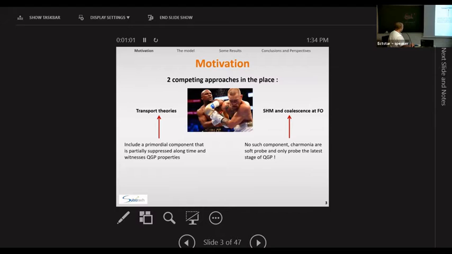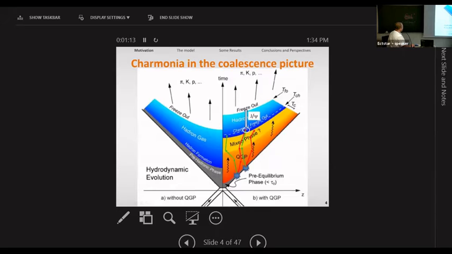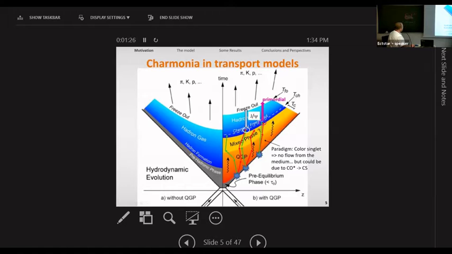And of course, the big difference between these two contenders is that they both have some late off-diagonal recombination component, but transport theory on top has a primordial component. To picture it, this would be the coalescence picture where c and c bar evolve up to the freeze-out boundary, then form J/psi with a rather complete memory loss. While if I go for the transport model, then there is this primordial component that is able to propagate as a white object, can still be destroyed by the QGP, but that's basically it.